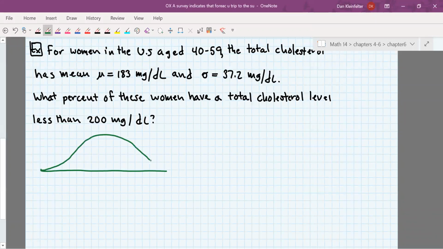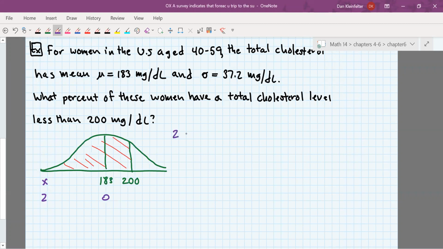So we'll draw our normal distribution. We'll locate the mean in the middle. That's 183. We're interested in being less than 200. So that will be everything to the left of that point. So we're going to have to convert our x values into z's. The mean of the distribution is at 0 for the standard normal distribution, for the x's, it's at 183.